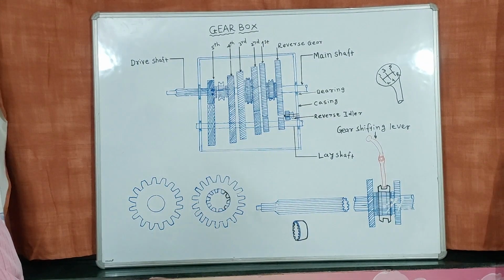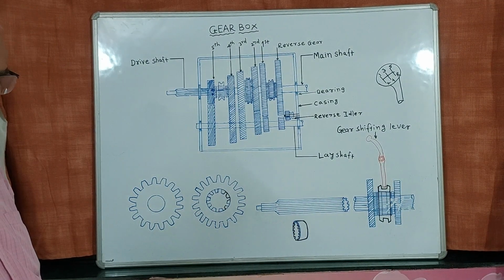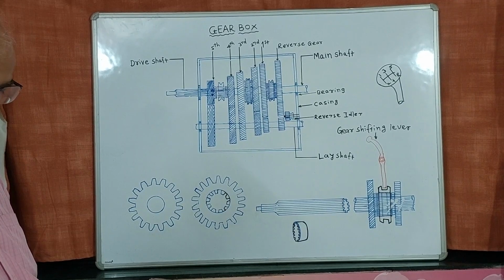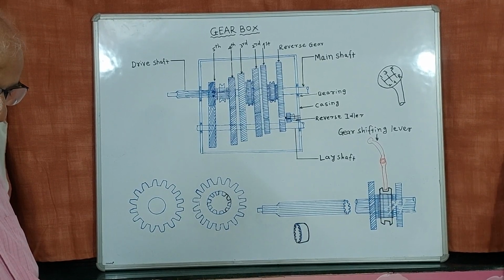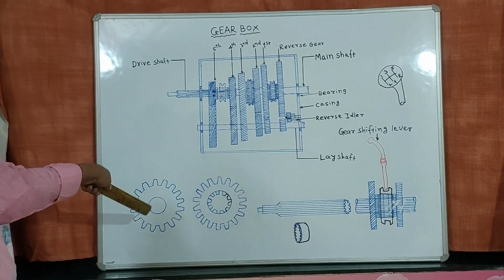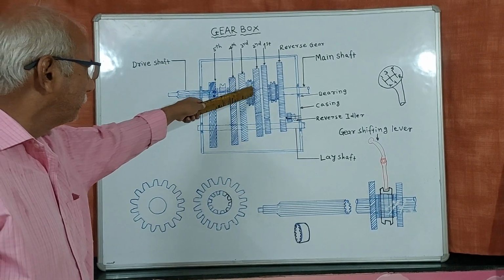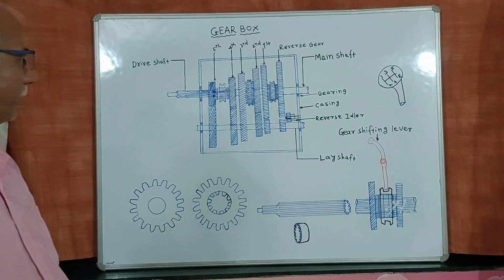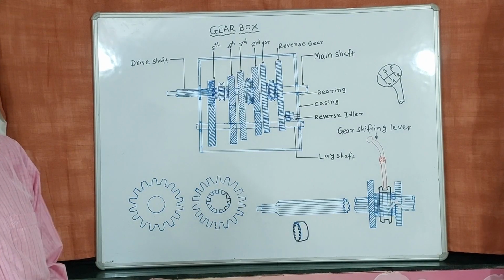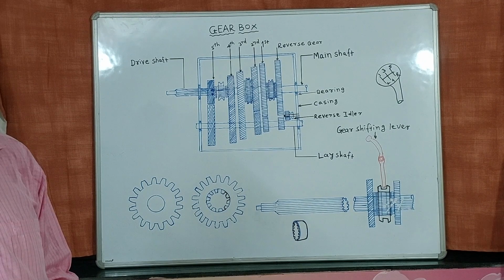But all gears are rotated on the main shaft because there is a bush. And due to the bush, all gears are rotated. So 1, 2, 3, 4, four gears are rotated on the bush. That's why. Then suppose we have to select the first gear.